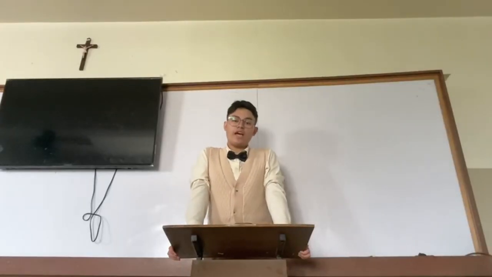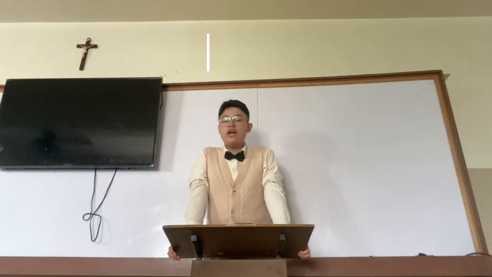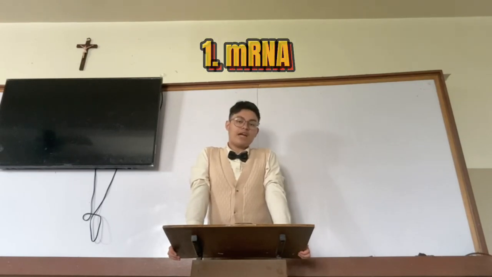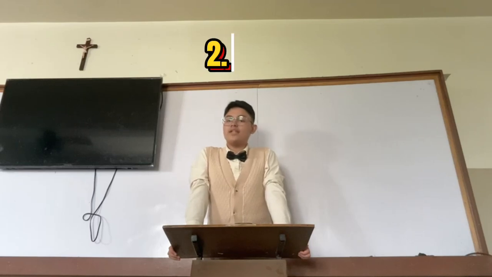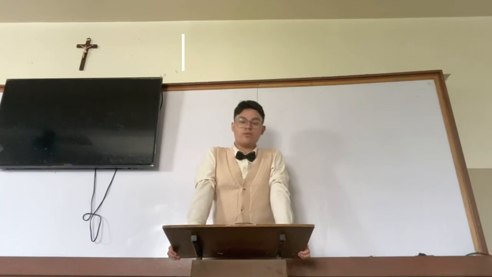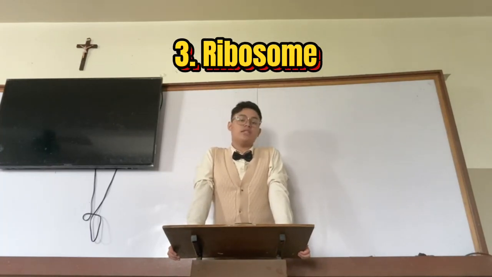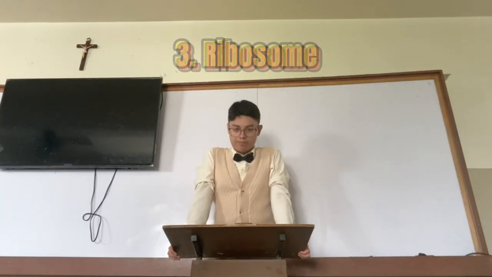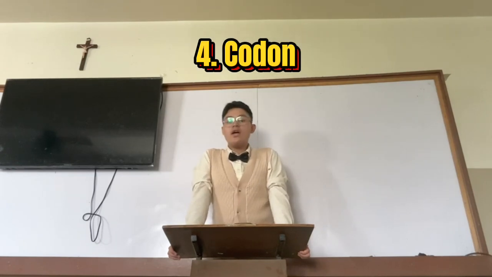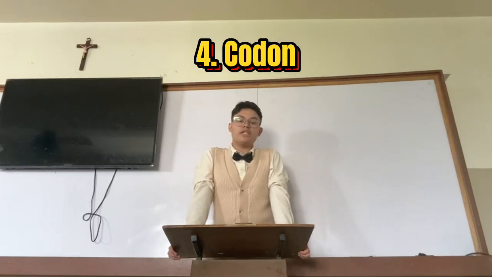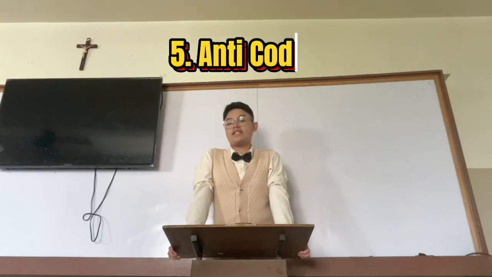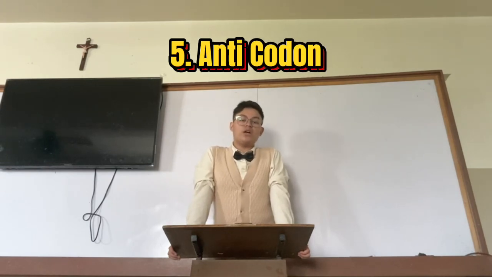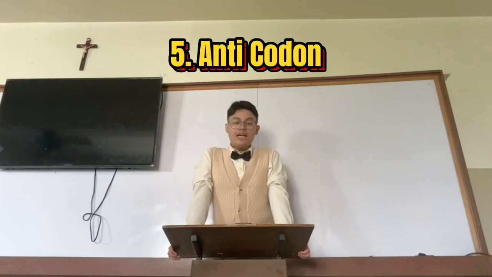For translation to happen, we need several key players. The first one is the mRNA, the message carrying the genetic code. The second one is the tRNA, the adapter molecule that brings the correct amino acid to the ribosome. The third one is the ribosome, the machine that reads the message and builds the protein. The fourth one is the codon, a group of 3 nucleotide bases on the mRNA. The fifth one is the anticodon, a 3-base sequence on the tRNA that matches the codon. These all work together to form a protein, like a team building a structure from individual bricks.